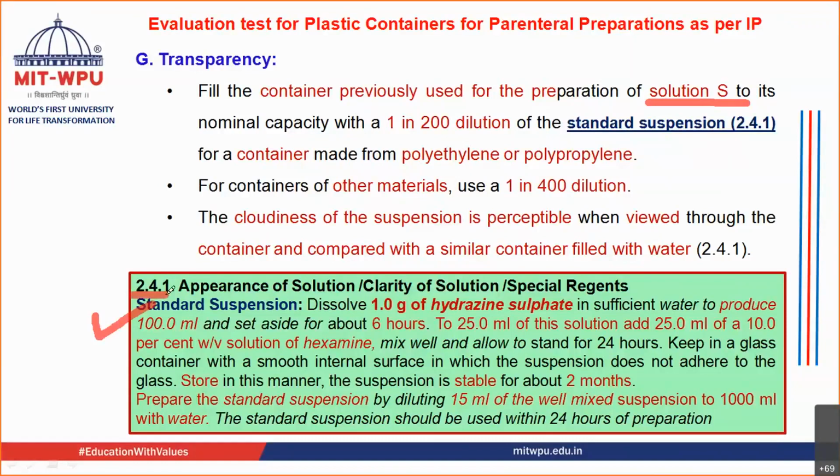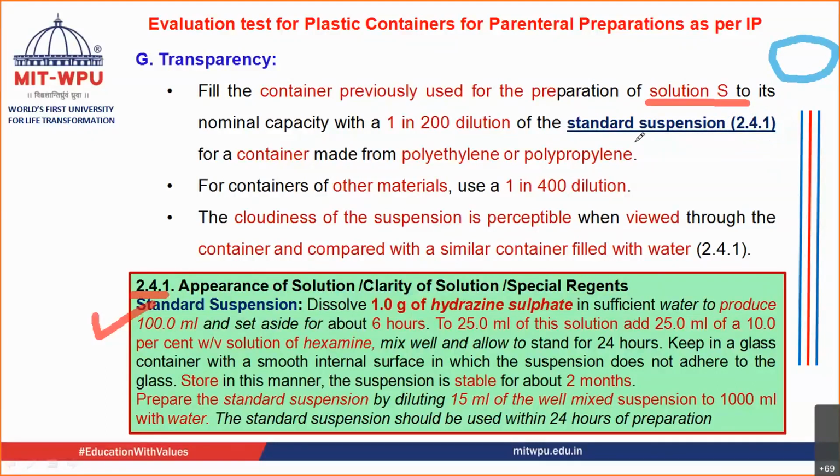under 2.4.1. Whenever your IP contains this kind of a thing in the bracket, write down 2.4.1. This 2 stands for the 2nd chapter, 4 stands for the subtopic 4, and in that, the first point, that is 2.4.1. So you have to remember in this way, right? So you have to fill that container with the standard suspension.